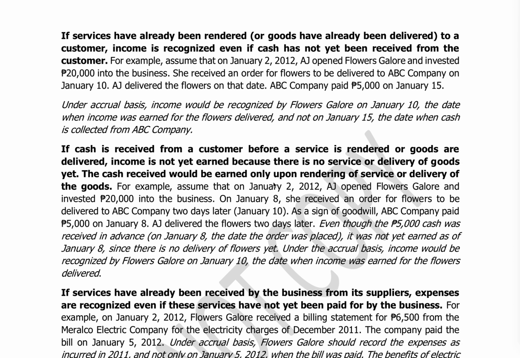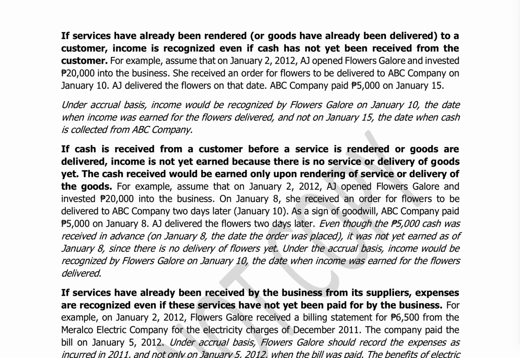So again and again, you recognize the income when it is earned, such as when the goods are delivered or the services are rendered, not when the cash is received. Because regardless of when the cash is received or not, ang basis mo ng income ay yung dalawa. Goods are delivered, services are rendered.